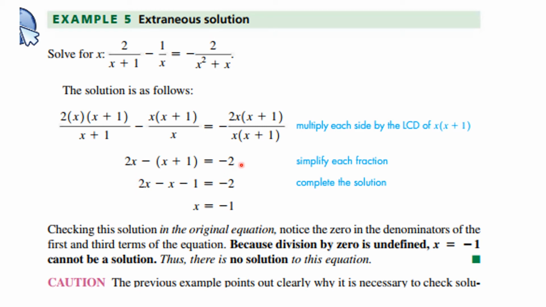This is a linear equation to solve, and we'll find out that x is minus 1. But x could not be minus 1 because that would have been a 0 in the denominator, and it's not going to check. X could not have been 0 either because that would have been a 0 in the denominator. So you see there is no solution here, and the x equal minus 1 is called an extraneous root. That's a fancy word that you won't be tested on in this class.